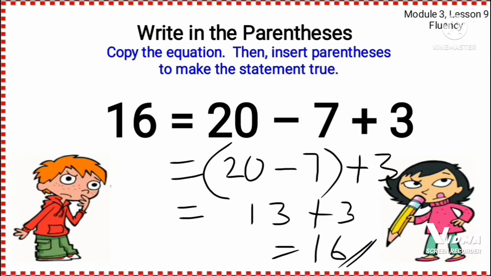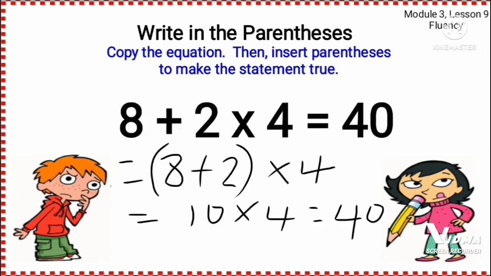This time, the parenthesis is in 20 minus 7. So in brackets, 20 minus 7 equals 13, plus 3 equals 16. You see how where you put the bracket changes the answer.